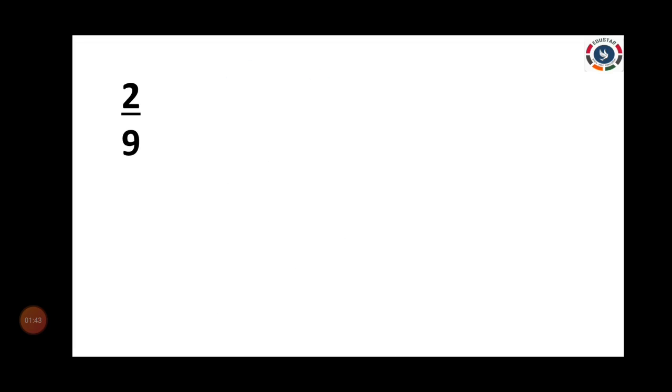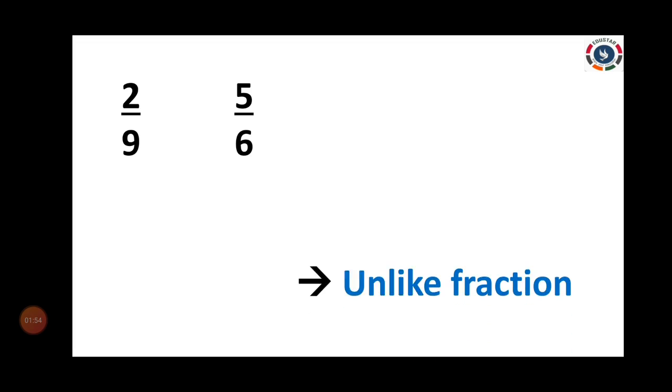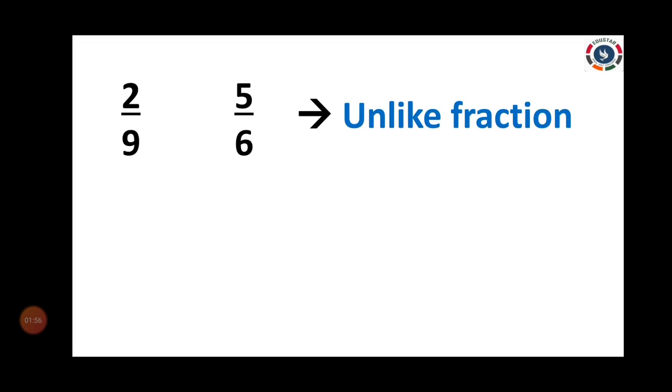Then 2 by 9 and 5 by 6 are there. Now tell me, what type of fractions are both? Unlike fractions. Why? Because both denominators are different. So it is unlike fractions.